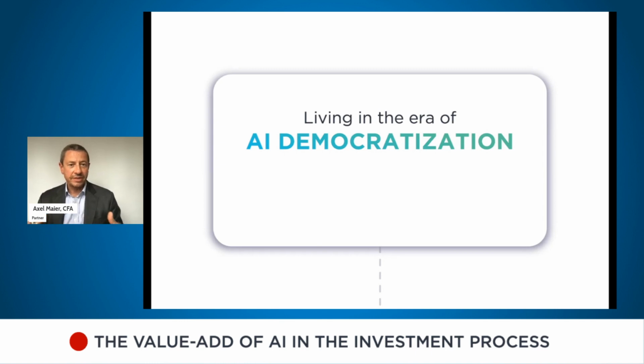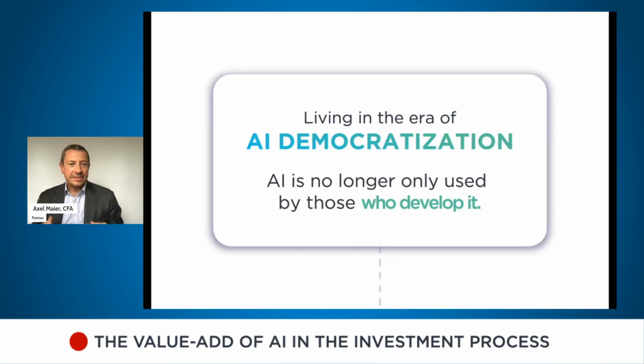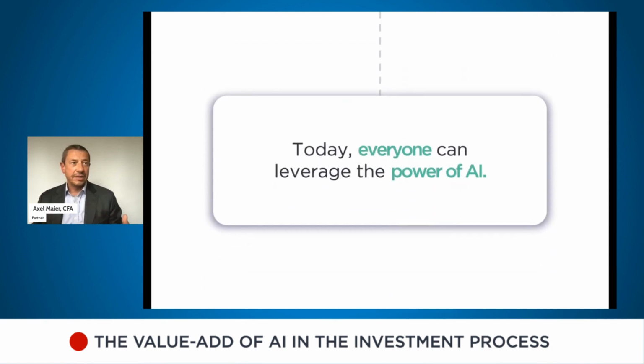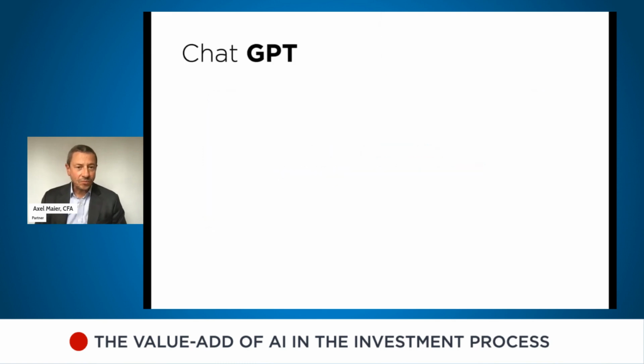On top of that, we are living in an era of AI democratization. That means that it's no longer the case that the people who build AI are the only users. It's very different. If you think back to the Wright brothers, they were the ones who built the plane and flew the plane. If we go on a plane today, we just use that technology. And this is the same with AI. Everyone is empowered and can leverage AI today in a very, very effective way.